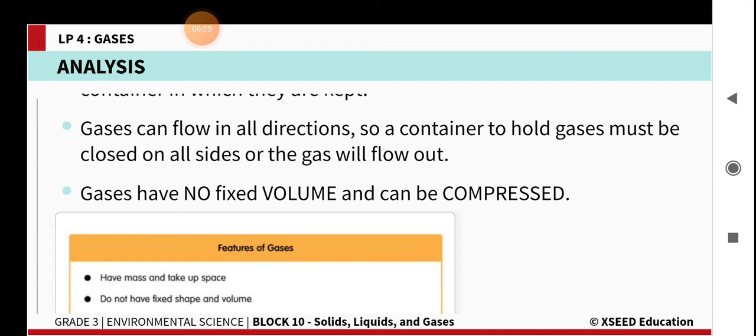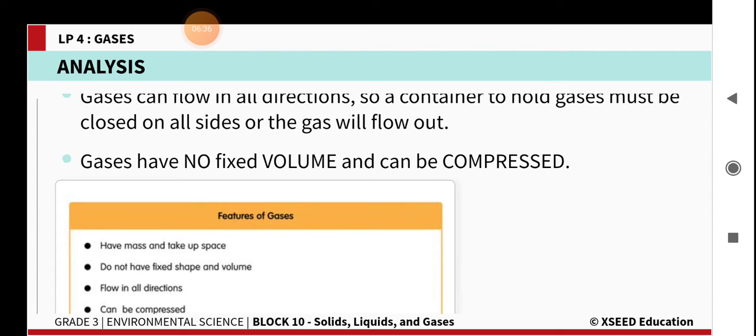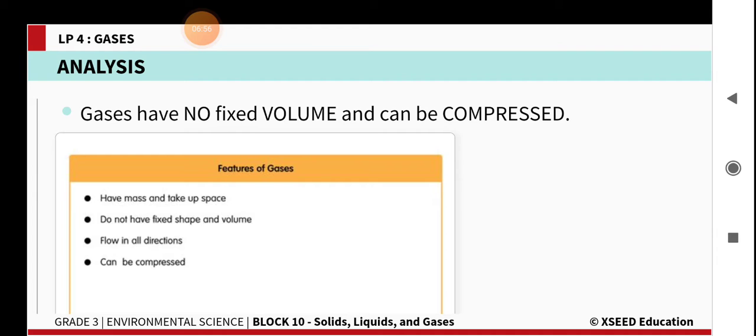And gases have no fixed volume. Liquids have a fixed volume. Both do not have a particular shape, but liquids have volume, whereas gases do not have a fixed volume, but they can be compressed. Gases can be compressed, but water can't be. Now, some features of gases: they have mass and take up space, do not have a fixed shape and volume, flow in all directions, and can be compressed.